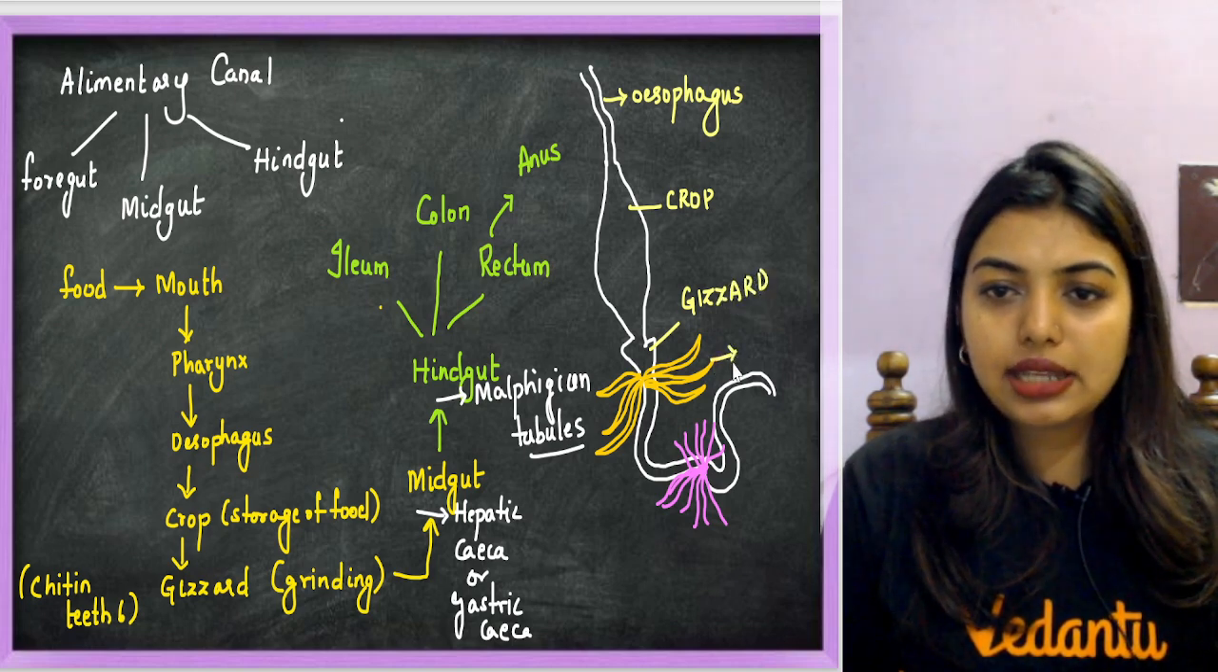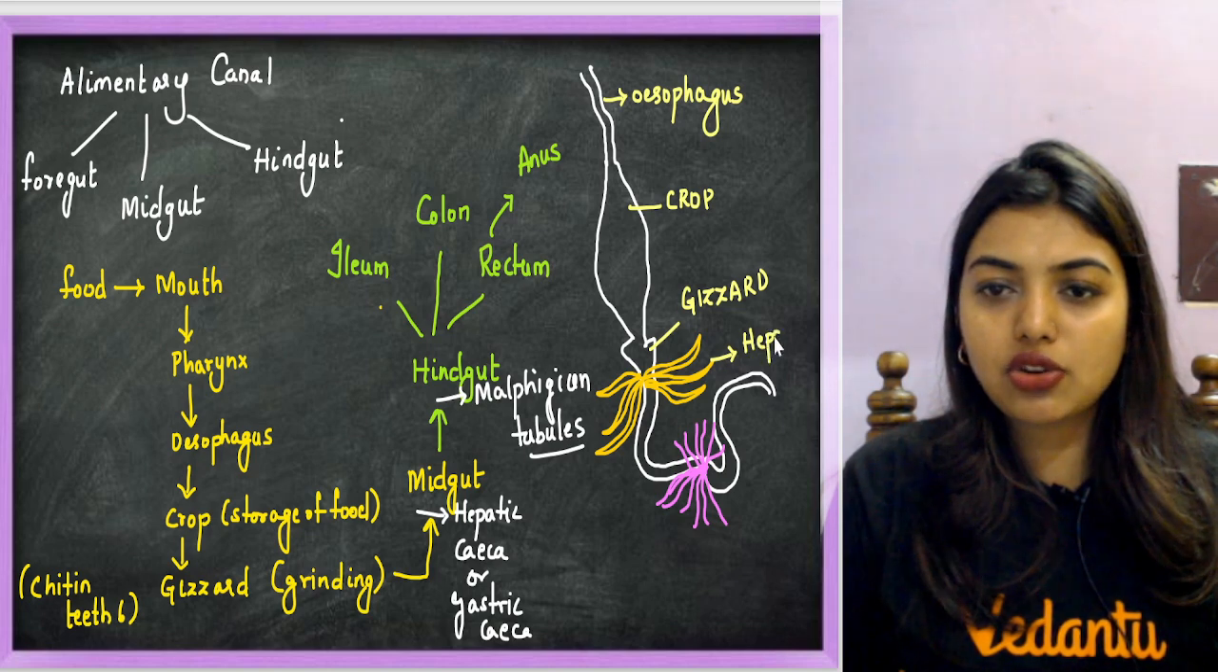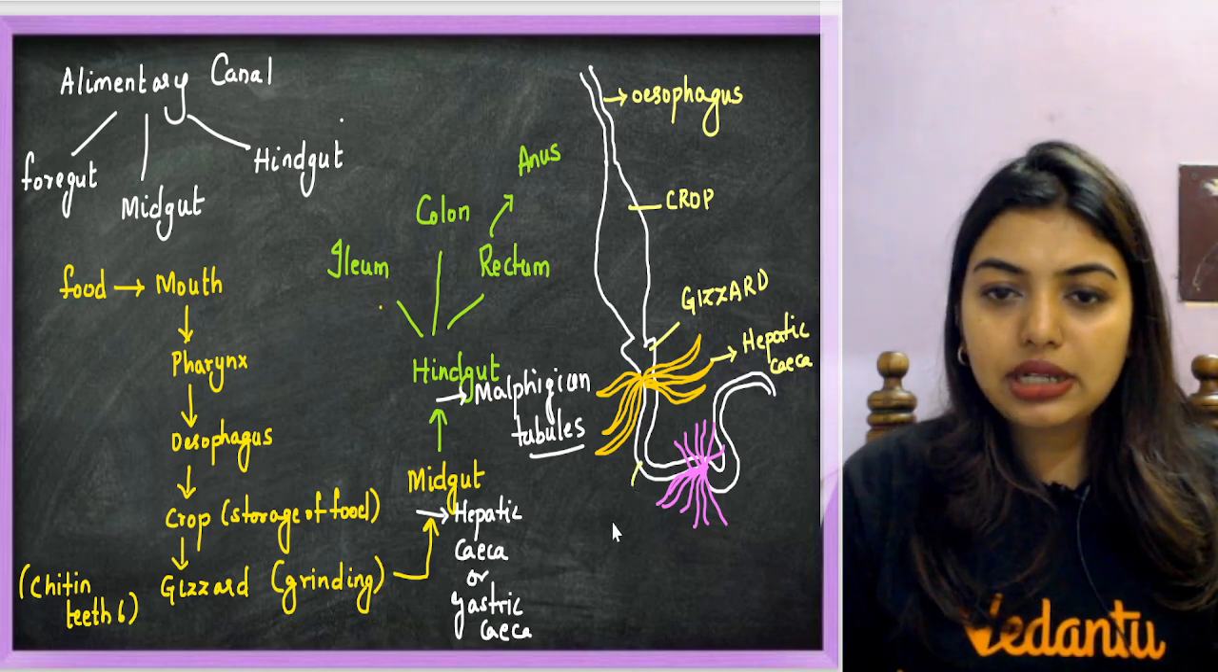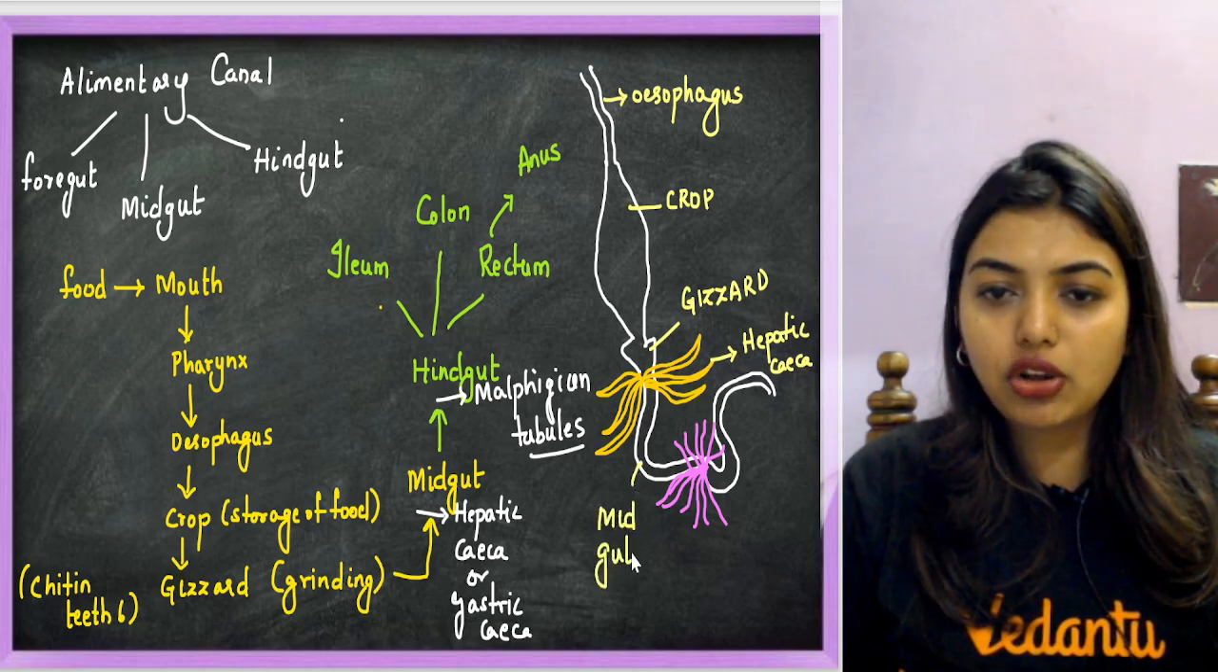Then hepatic caeca, this fellow is going to add its secretions. Now midgut, also called as mesenteron. If you see the word mesenteron, do not get shocked saying that ma'am did not teach us mesenteron. Mesenteron is also called your midgut.